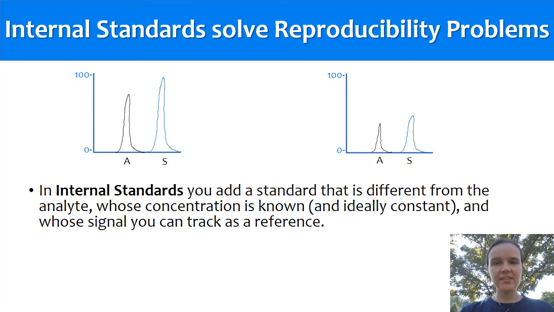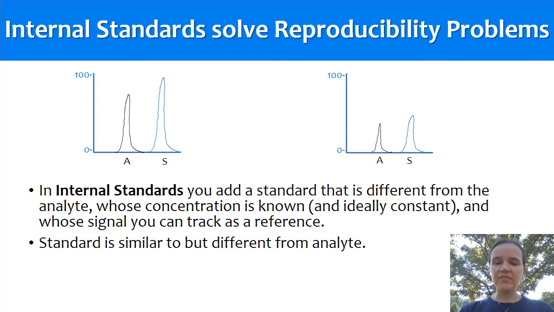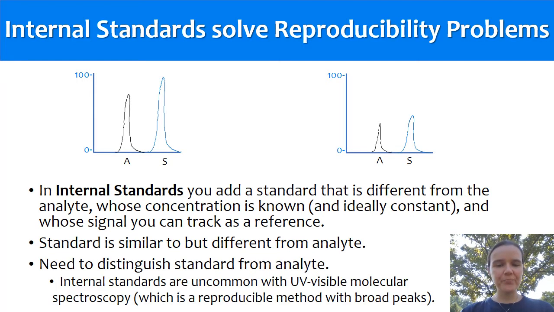So to summarize, internal standards is adding a standard that is different from the analyte whose concentration is known, and it's going to be easiest on you if it's known and you keep the internal standard concentration constant. You're going to track the signal of that internal standard as a reference. The best standards are different from your analyte, but similar enough to your analyte that they behave similarly in your instrumentation. You also have to make sure that you distinguish your analyte from your standard. If you're doing UV-Vis molecular absorbance spectroscopy, it's probably, A, reproducible enough that you don't have to worry about this, but B, has really broad peaks, really broad absorbances, where you may have trouble telling two molecules apart.